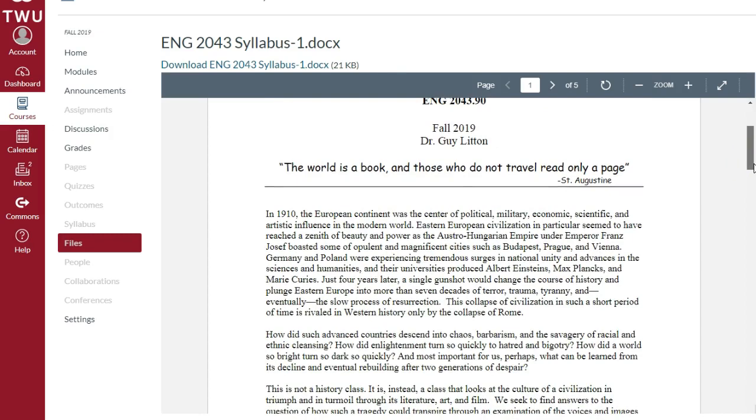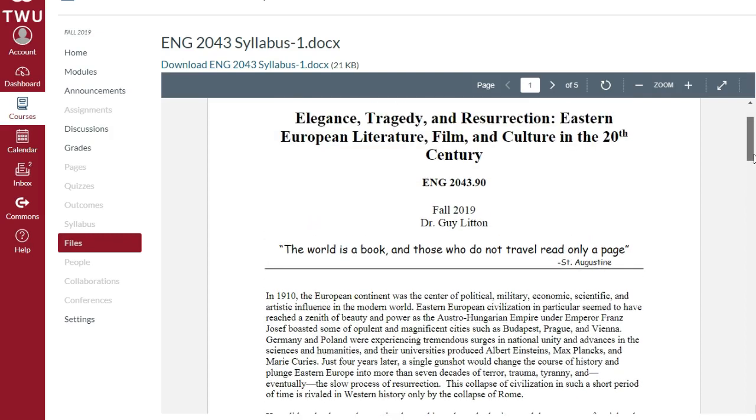Okay, so the premise of the course, and I'll talk more about this in class, is that we're taking a look at this big question in front of us, and that is, how in the world did a civilization like Europe go from one of the most prosperous eras in human history, one of the most prosperous civilizations, to utter destruction and back again? It's really an amazing thing when you think about it.